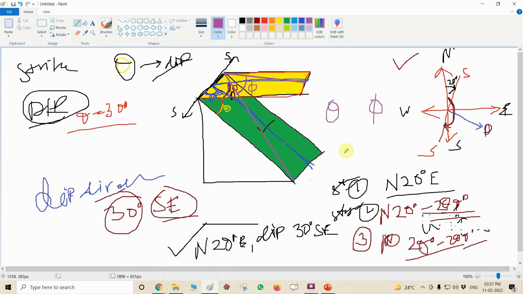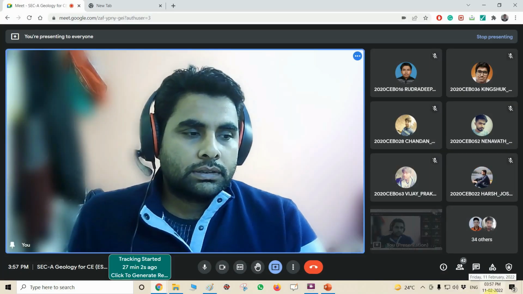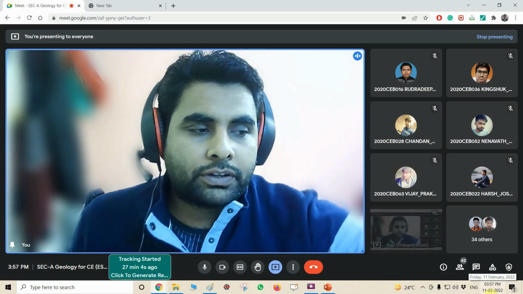Which one will be the smaller angle? Class, which one will be the smaller angle? So theta will be smaller. Are you sure? Are you sure? Now don't tell me that phi will be smaller.